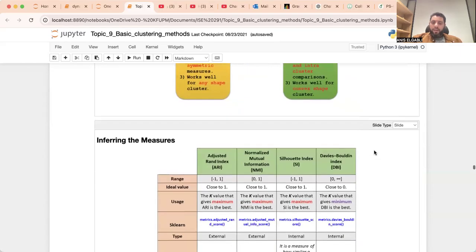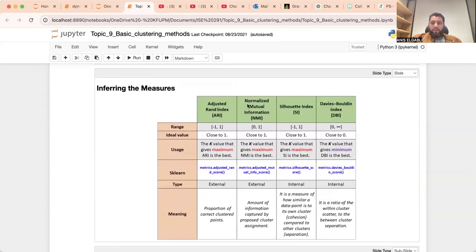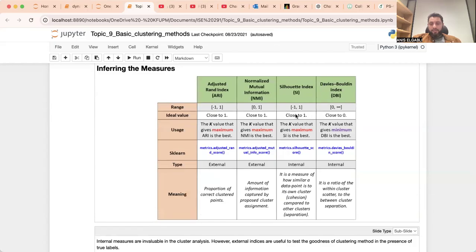Okay, so here are four of them. Four metrics: the adjusted RAND index, ARI, normalized mutual information, NMI, silhouette index, SI, and Davies-Bouldin index, DBI. These are four metrics. The first two are external. The second two are internal. The first one goes from -1 to 1. This goes from 0 to 1. This is from -1 to 1. And this goes from 0 to infinity.